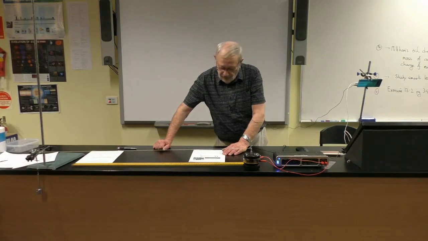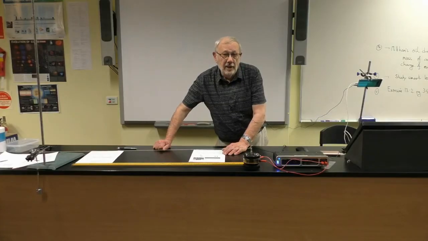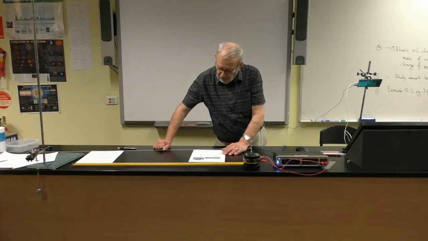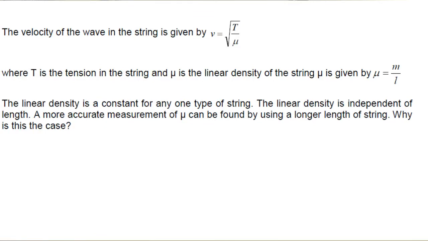Now the velocity of the wave in the string is given by the formula V for velocity is equal to the square root of the tension divided by mu, which is the linear density. Now the linear density, as we've seen before, is worked out by getting the mass and dividing that by the length. Now it says the linear density is a constant for any one type of string. The linear density is independent of the length. More accurate measurement of mu can be found by using a longer length of string.